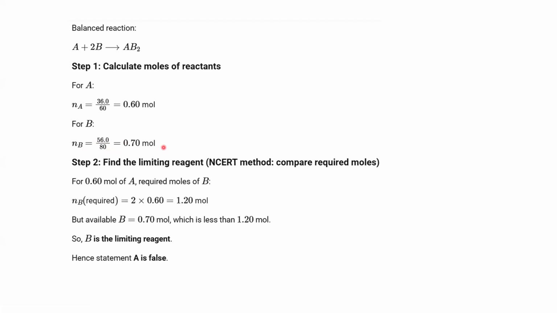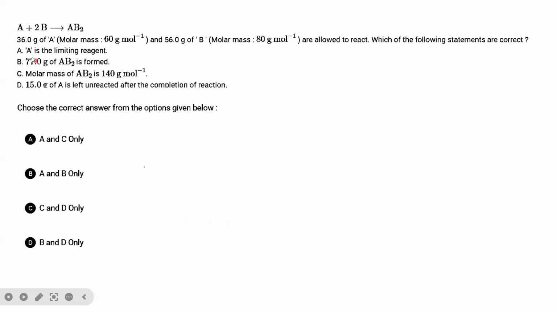We are going to find the limiting reagent here. So 1 mole of A reacts with 2 mole of B. For 0.60 mole of A, we require 2 into 0.60, that is 1.20 mole of B. But we have only 0.70 mole of B, which is less than 1.20 mole. We need 0.50 mole excess to react with 0.60 mole of A. So B is the limiting reagent here because we need 1.20 mole, but they have provided only 0.70 mole. So statement A is false, because in statement A it is given that A is the limiting reagent, but here B is the limiting reagent.